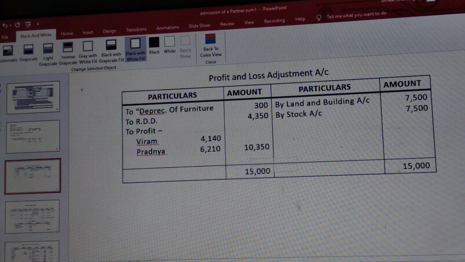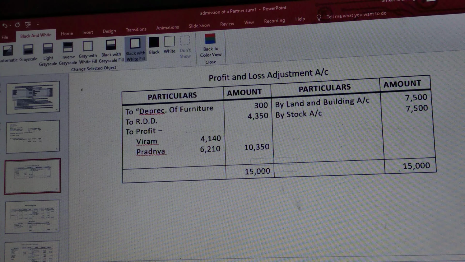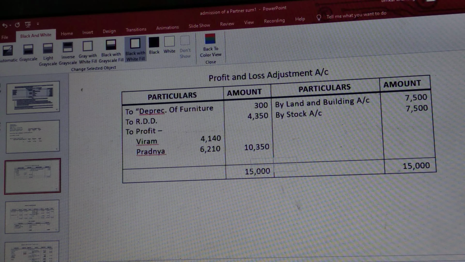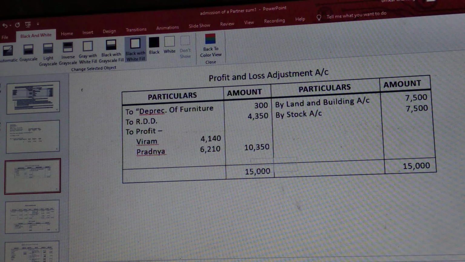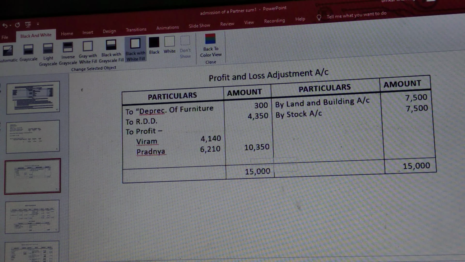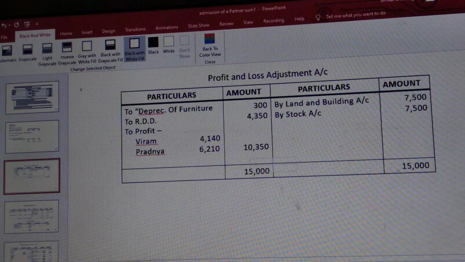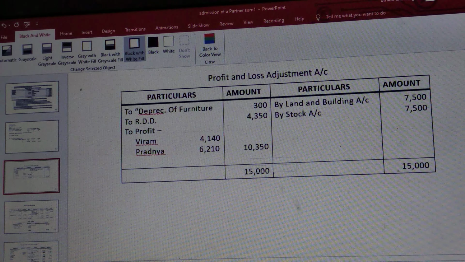Now there is appreciation in the value of land and building by how much? 7,500. Then there is appreciation in the value of stock, that is also 7,500. Now the credit side is more. The total comes to 15,000, whereas the debit side total comes to 4,650. The balance 10,350 is the revaluation profit, which will be shared by the existing partners in their old profit sharing ratio, that comes to 4,140 and 6,210. So we have completed the profit and loss adjustment account.